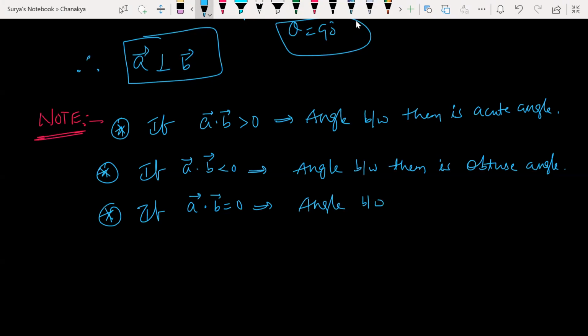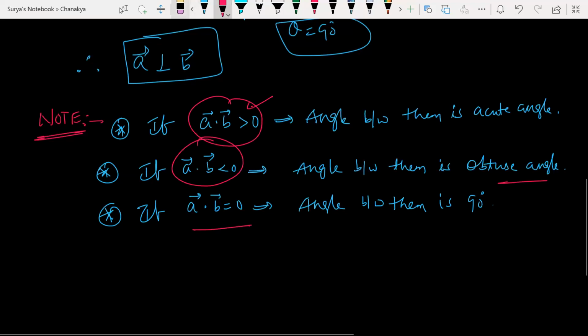What happens? Angle between? 90 degrees, sir. Very good. Right angle. Very simple, right angle. Clear? So remember, these are very important. If greater than 0, acute. Less than 0, obtuse. Equal to 0, 90 degrees. Here, it will be completely opposite.